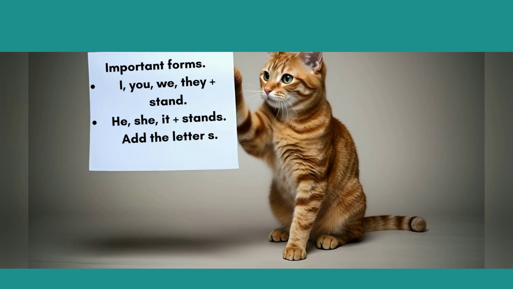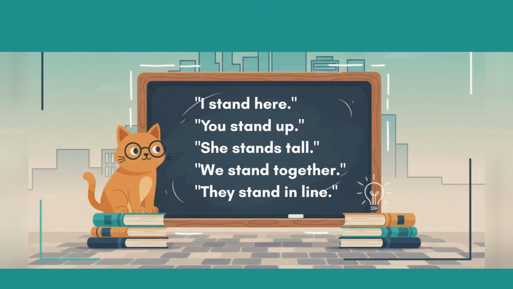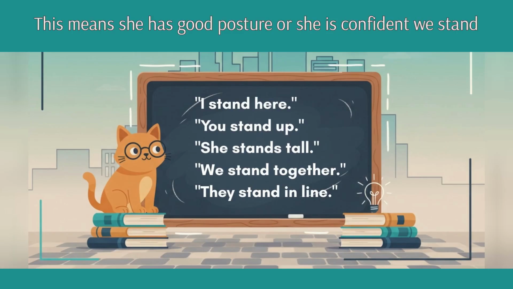Important forms. I, you, we, they, plus stand. He, she, it, plus stands. Add the letter S. Examples. I stand here. You stand up. This is a command. Please rise to your feet. He stands by the door. Notice he stands. She stands tall. This means she has good posture, or she is confident.